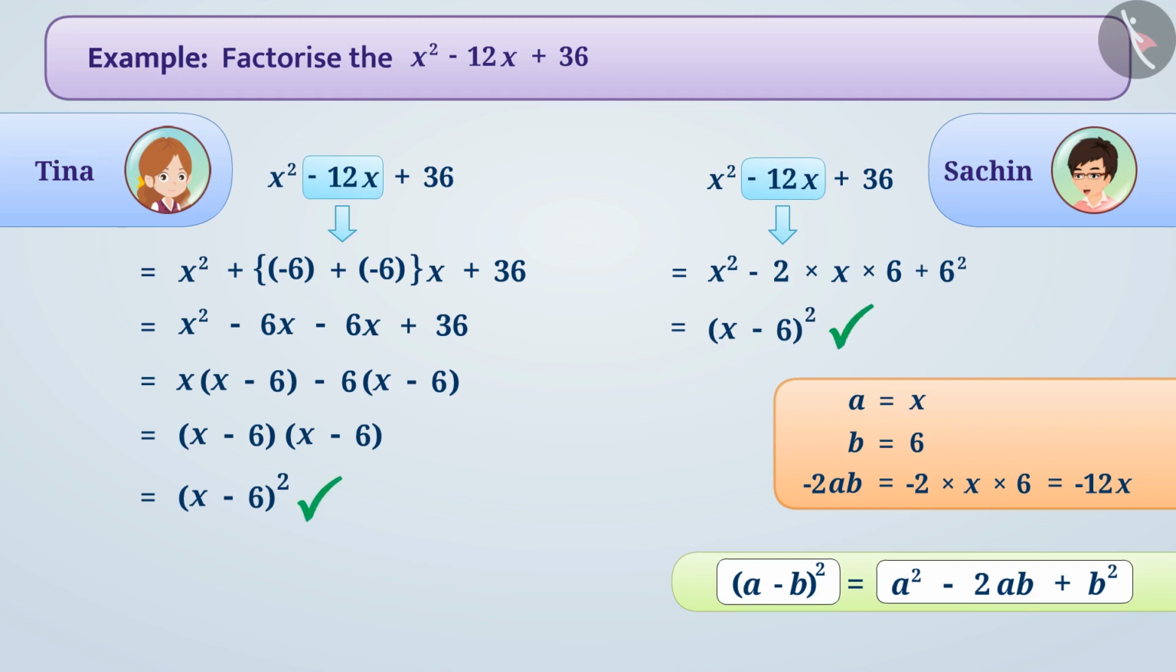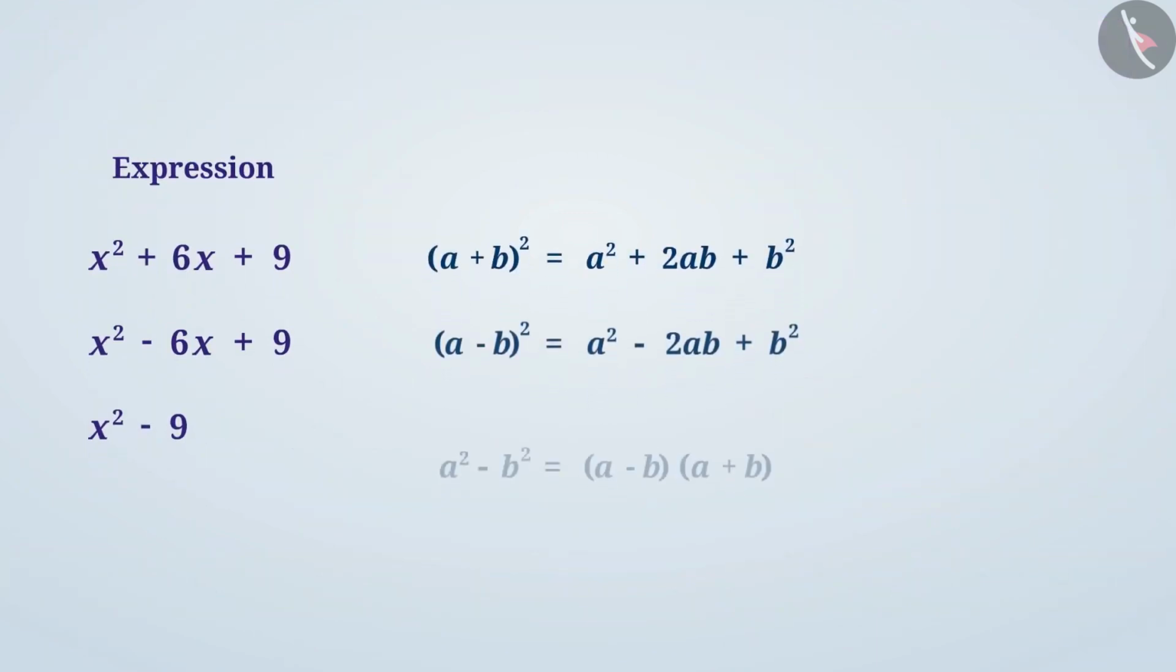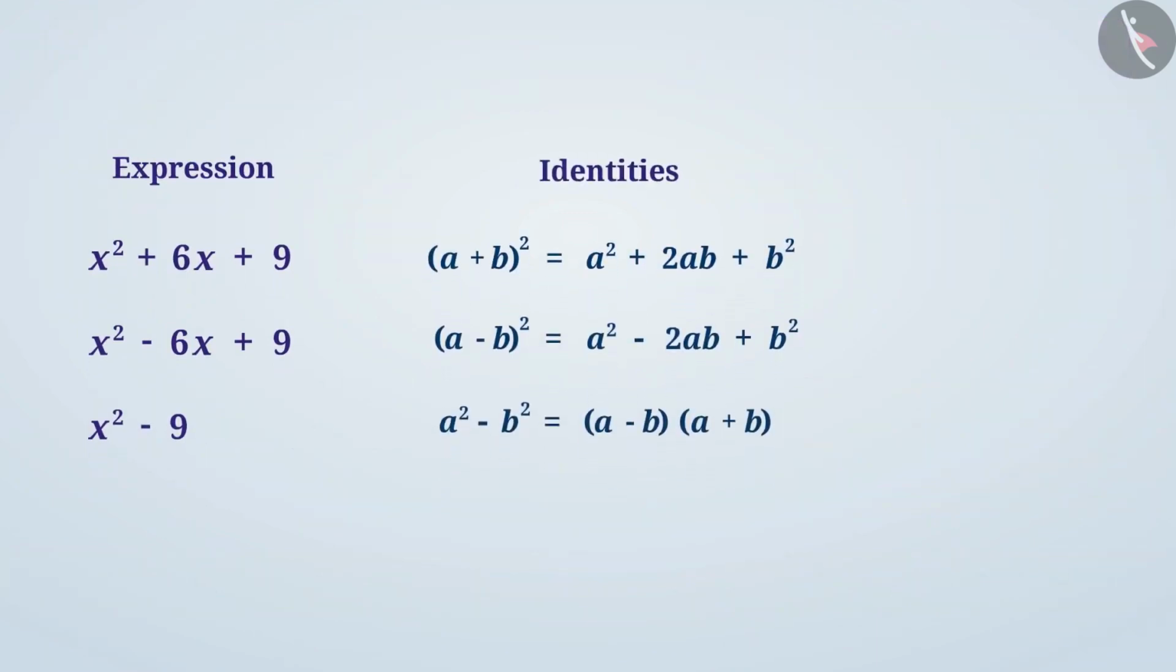In this way, we have seen that the factorization of given expression can be done by using standard identity as well as by dividing the middle term, that is, using this standard identity. Generally, the expressions that correspond to right side of these identities can also be factorized by the middle term splitting.